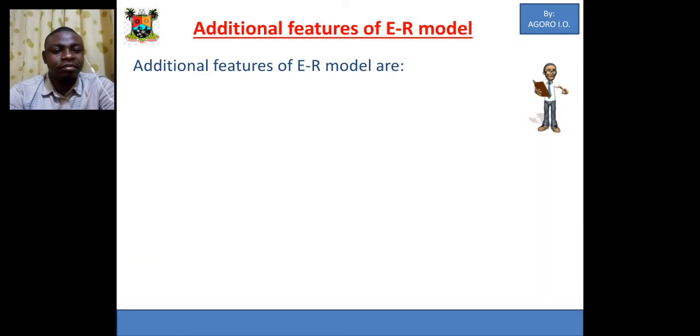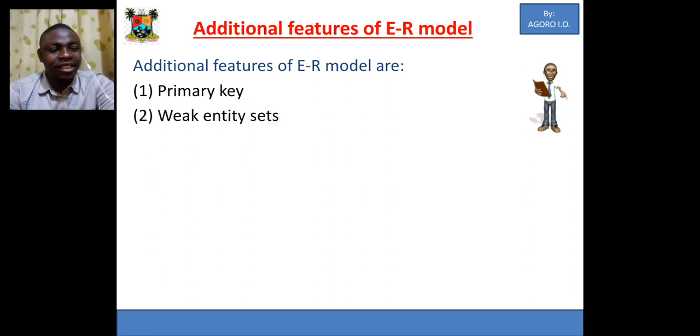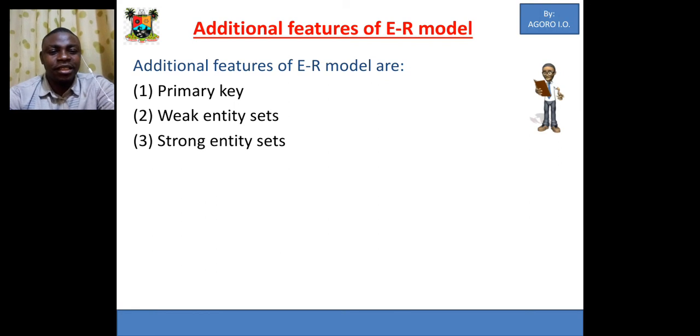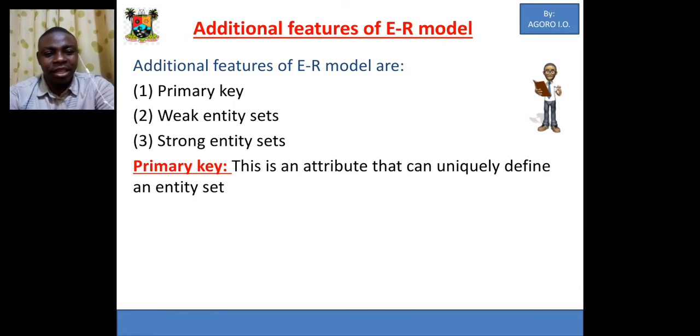What are the additional features of the ER model? Additional features of the ER model are: 1. Primary key, 2. Weak entity sets, 3. Strong entity sets. Now we are going to look at them one after the other. What do you understand by primary key? This is an attribute that can uniquely define an entity set.